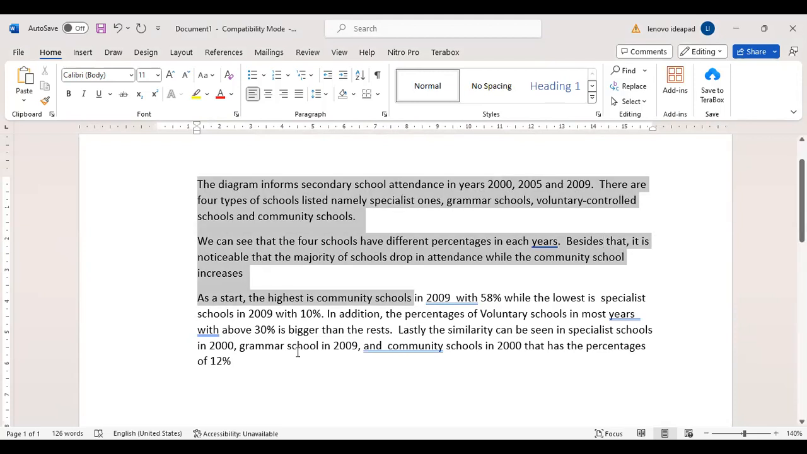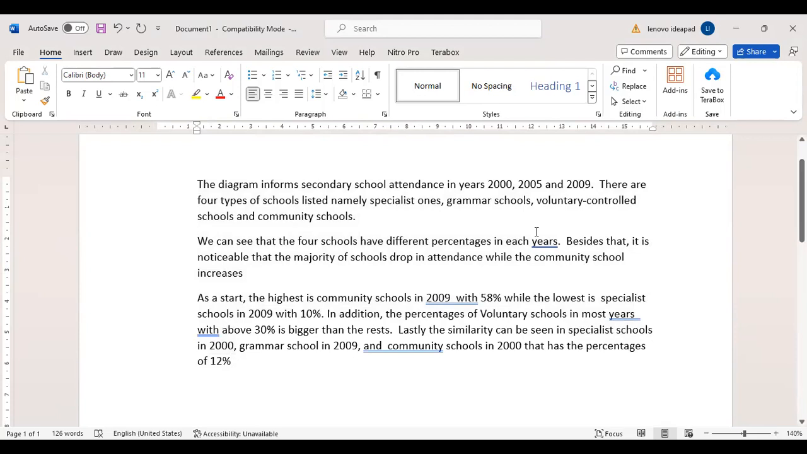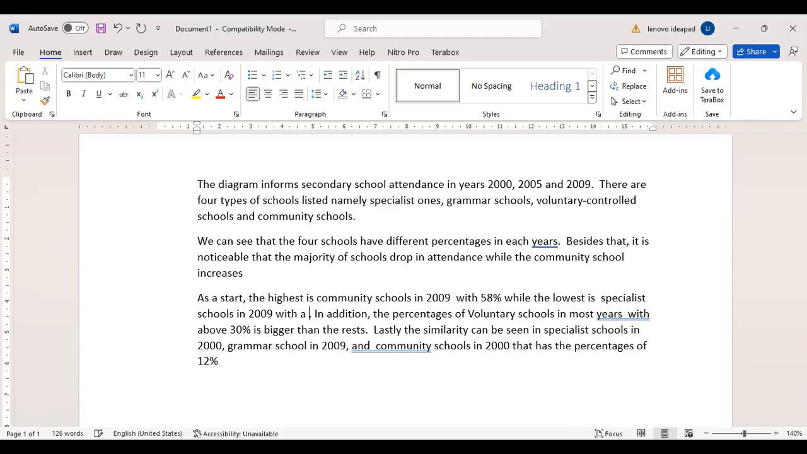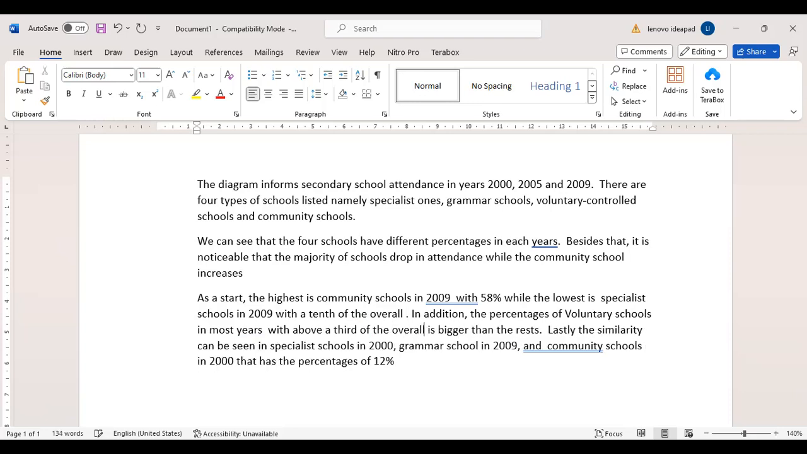So, is it 150? I don't think so. Now, let's do something. One of the strategies is you can play with percentages. For example, instead of saying 10%, you can say a tenth of the overall. 10% is a tenth of all. And 30% you can say as a third of the overall.